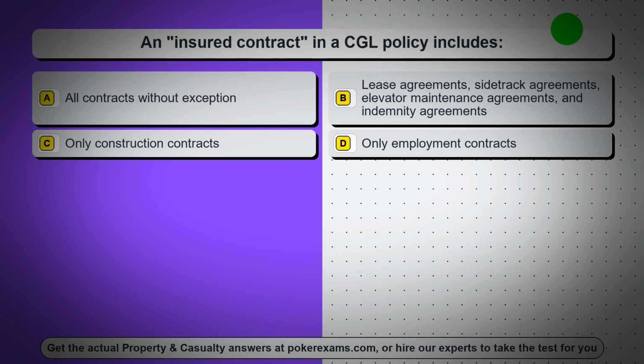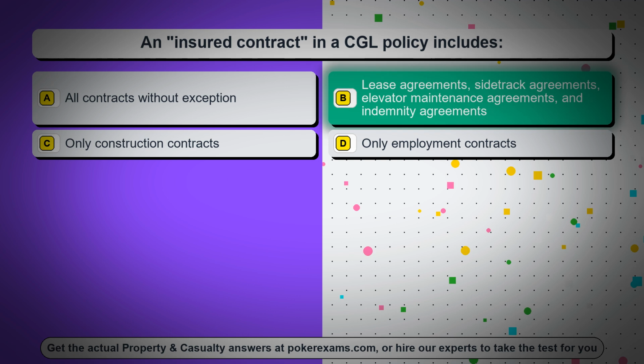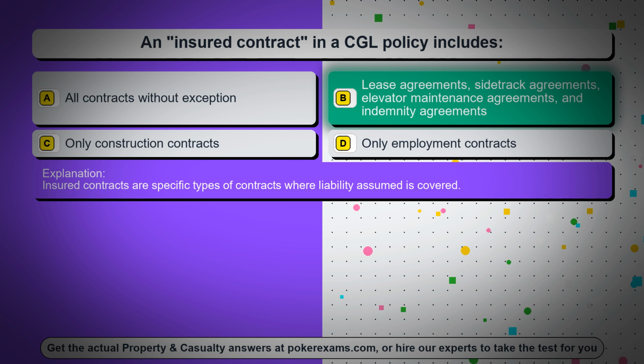Question 35. An insured contract in a CGL policy includes: Option A, all contracts without exception. Option B, lease agreements, sidetrack agreements, elevator maintenance agreements, and indemnity agreements. Option C, only construction contracts. Option D, only employment contracts. The correct answer is option B, lease agreements, sidetrack agreements, elevator maintenance agreements, and indemnity agreements. Insured contracts are specific types of contracts where liability assumed is covered.